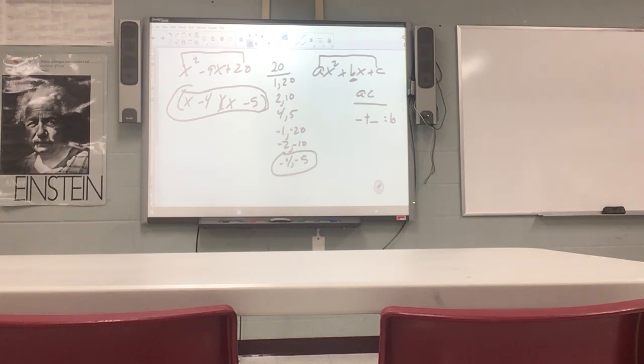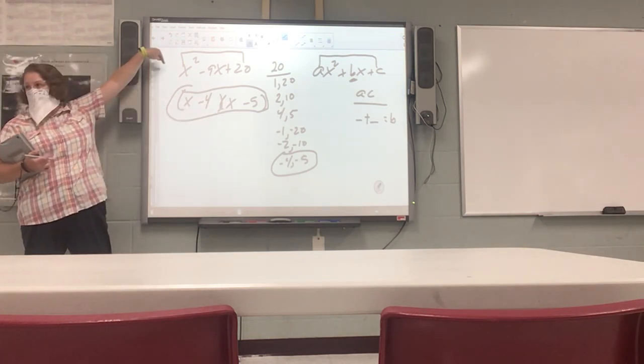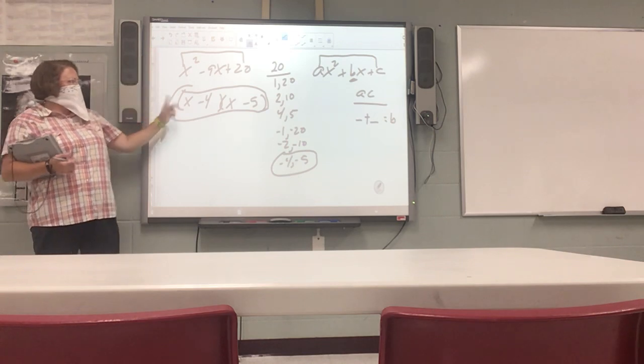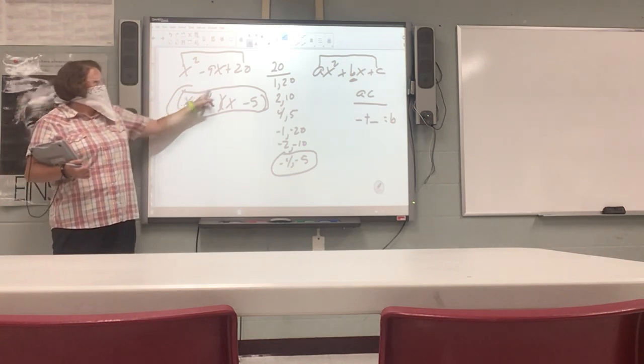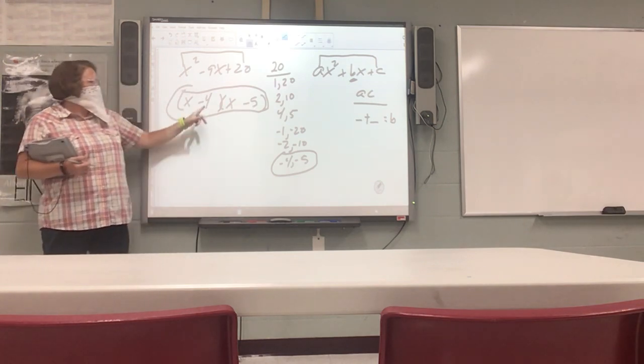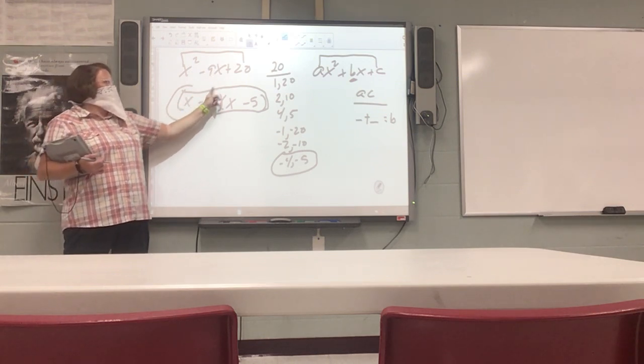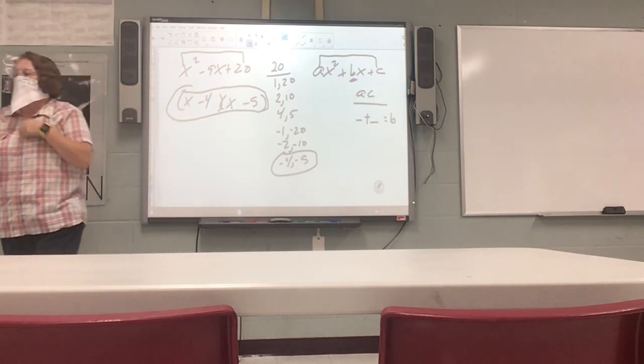Okay, now, would there be a way I could check my circled answer up there? Plug it in. Well, wouldn't it just be what I just did on the bell ringer? If I multiplied these together, shouldn't I get this? So let's just mentally check it. X times x is x squared. Here I got a -5x and a -4x. Does that make -9x? Yeah. And then -4 times -5, +20. So good to go on that.